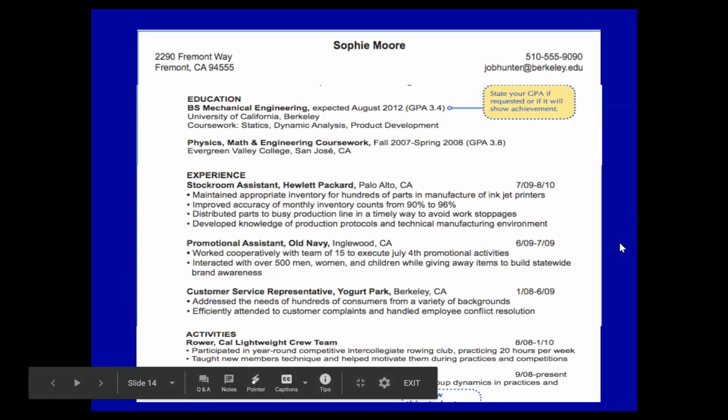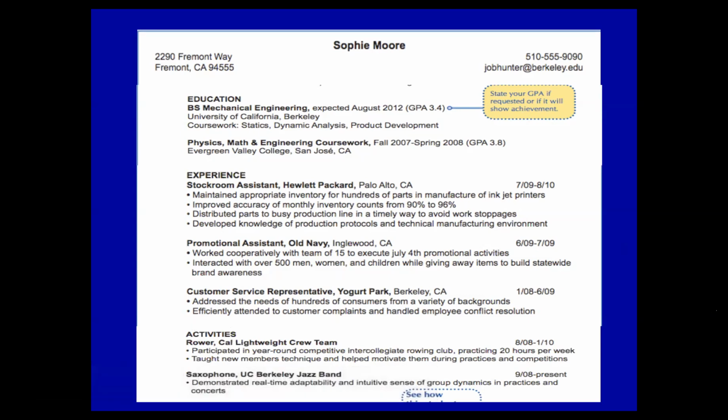So yeah, this is a good little draft of a resume. Sophie Moore, who is getting a bachelor's in mechanical engineering, has worked as an assistant, and is a rower who plays the saxophone. Nice.